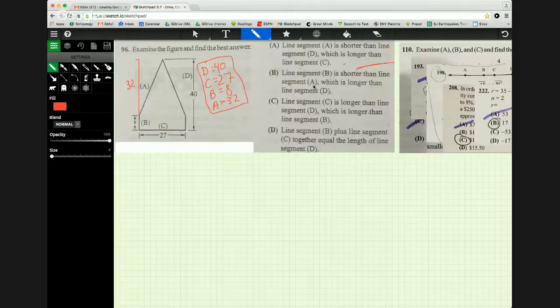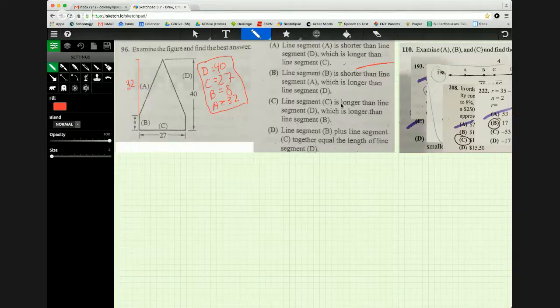Okay, well, we don't really know. Again, is A longer or shorter than D? We don't really know that. So we're not really sure about B either. So let's look at C. Let's see if we can rule this one out.